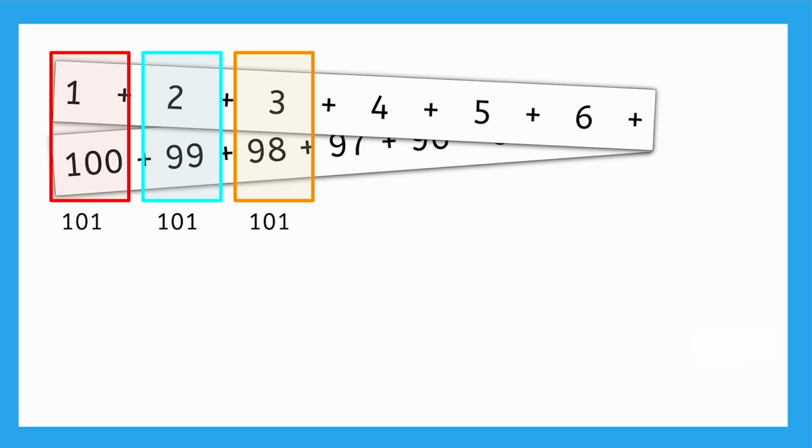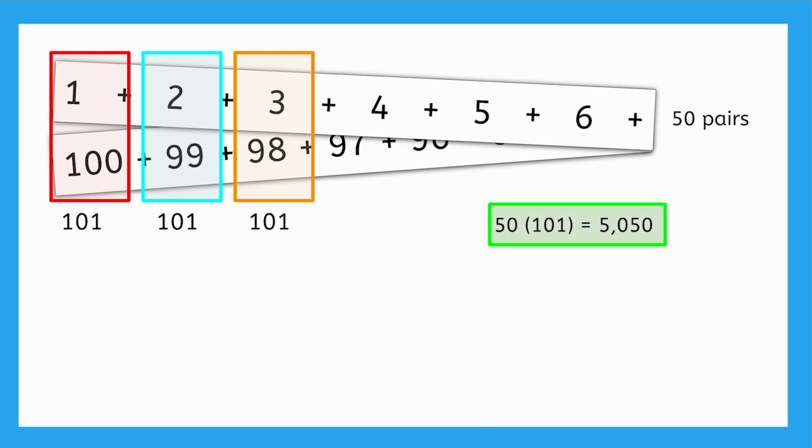We can assume that every pair will add to 101, so the only question is, how many pairs will there be? If we fold 100 terms in half, we get 50 terms on one half and 50 on the other. So there are 50 pairs, each totaling 101. 101 times 50 is 5,050. Carl Friedrich Gauss taught us that arithmetic series don't have to be long and tedious. You just need a good strategy.